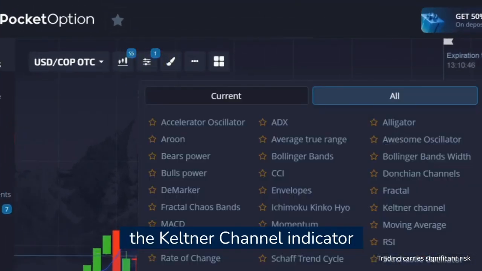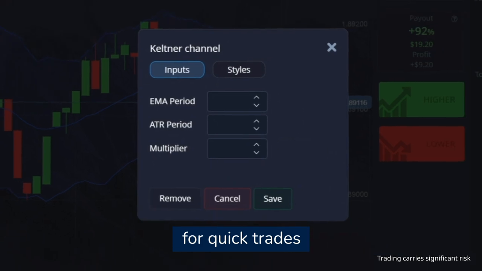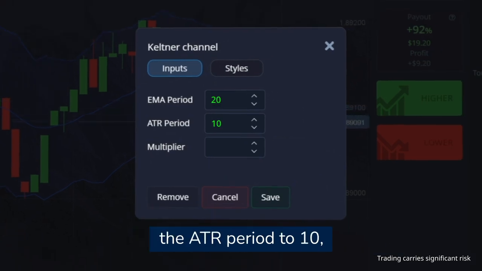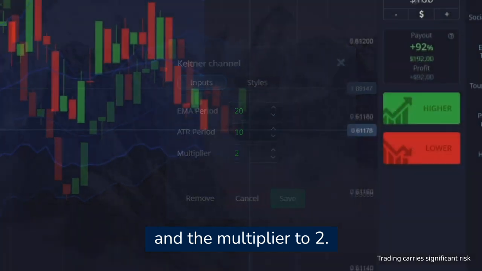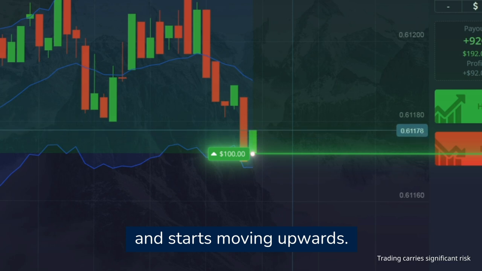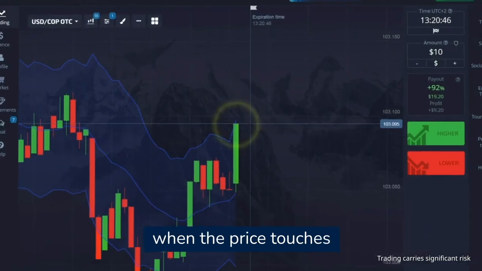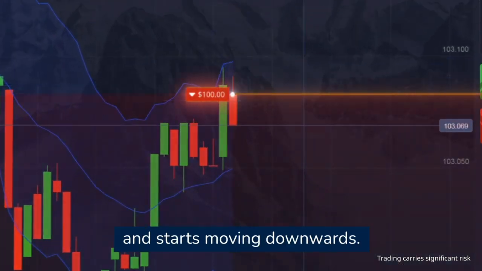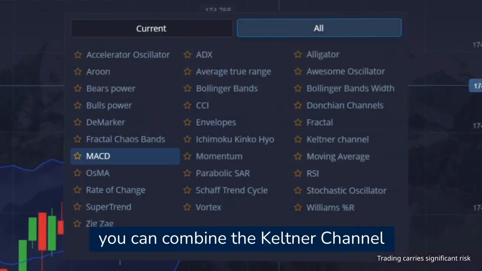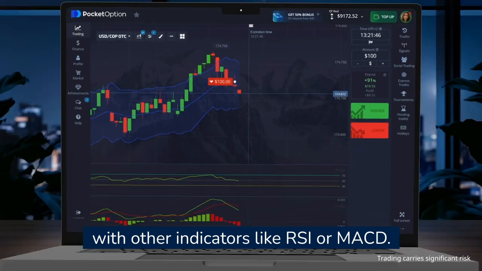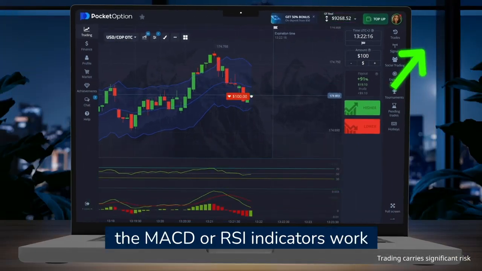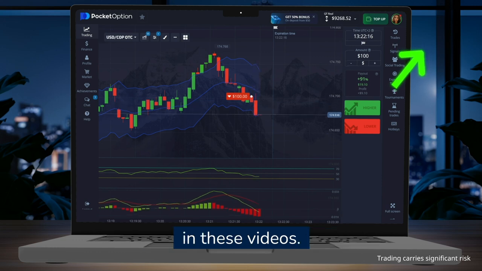How to set up the Keltner Channel indicator for quick trades. Set the EMA period to 20, the ATR period to 10, and the multiplier to 2. Open an up trade when the price touches the lower channel line and starts moving upwards. Open a down trade when the price touches the upper channel line and starts moving downwards. For increased signal accuracy, you can combine the Keltner channel with other indicators like RSI or MACD. You can learn how the MACD or RSI indicators work in these videos.